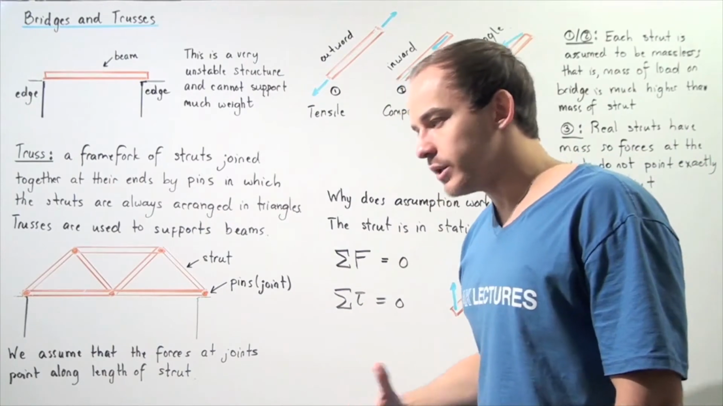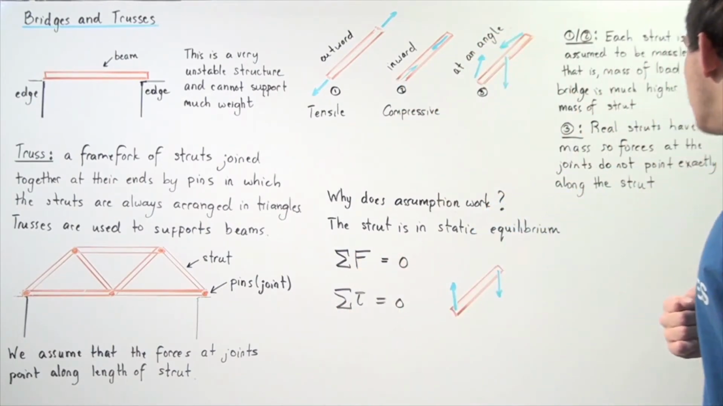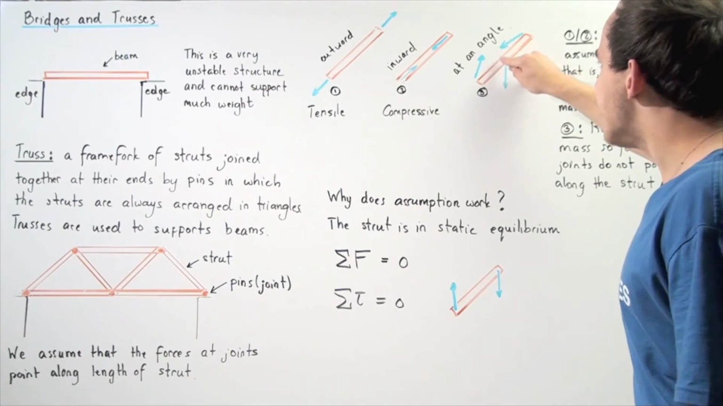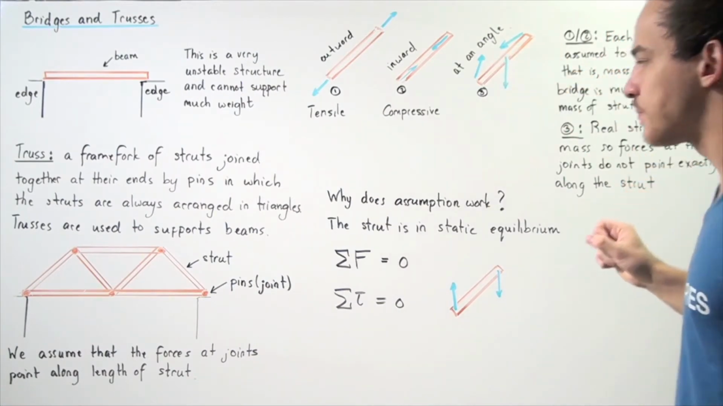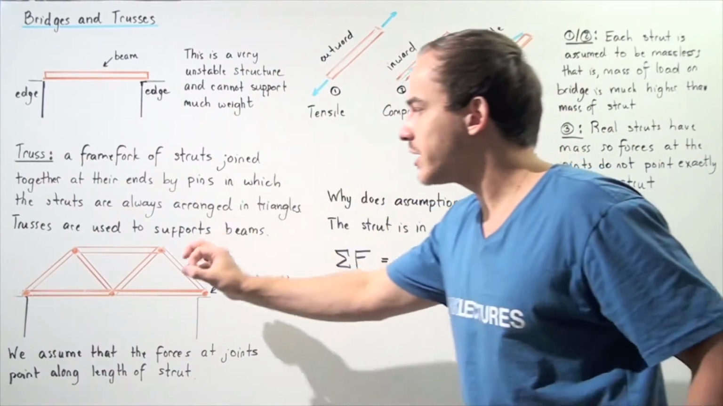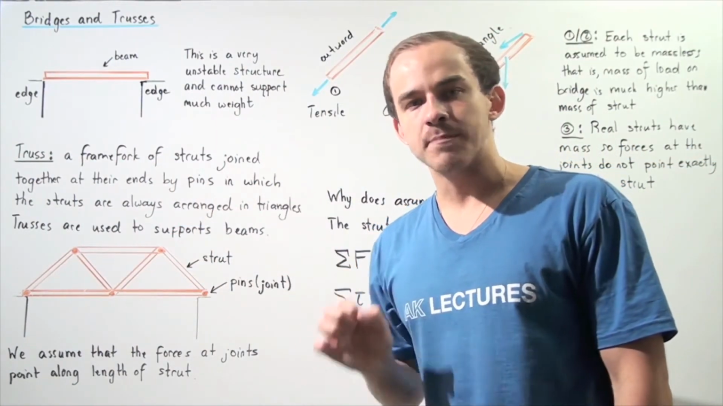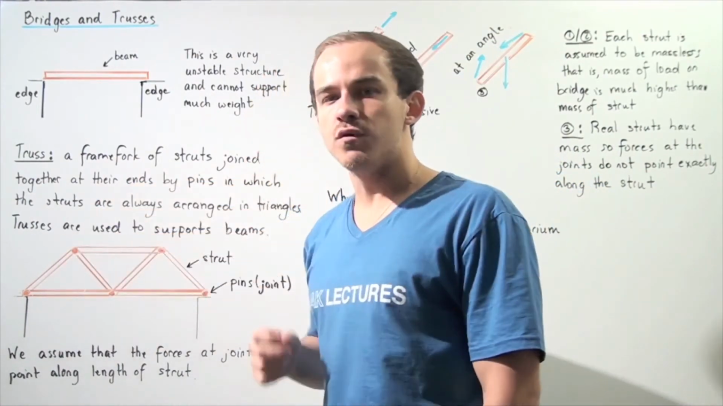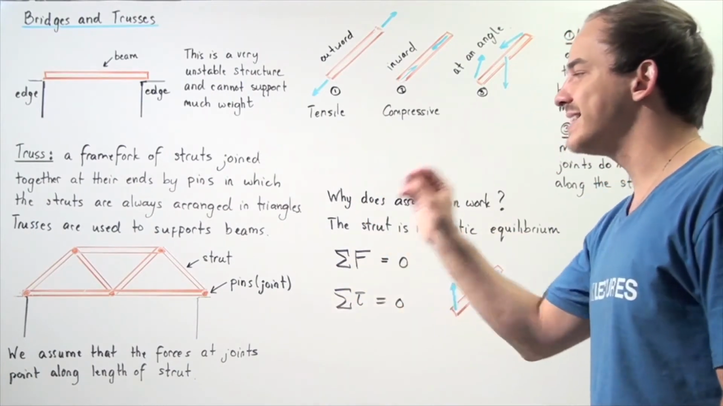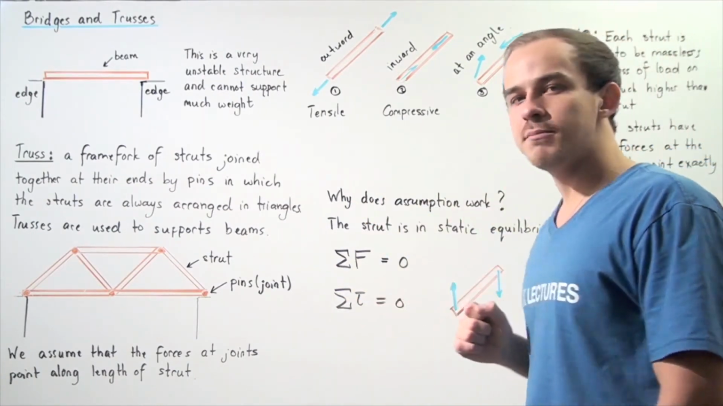Now, what is actually taking place in a realistic situation? Well, let's look at diagram 3. Real struts have mass, so forces at the joints do not point exactly along the strut. And that's because we have the force of gravity acting at the center of mass. Notice that the reason that trusses work is because each strut is assumed to be in static equilibrium. In other words, these struts do not move. And that means the sum of the forces as well as the sum of the torques acting on each strut is assumed to be 0.